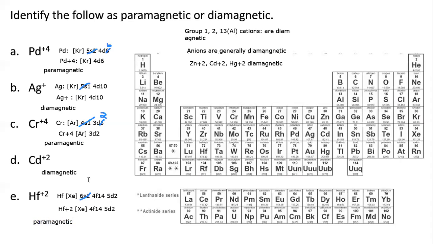So again, this is how you determine if something has lone electrons or not. If it has lone electrons, it's going to be paramagnetic. If it has only paired electrons, it's going to be diamagnetic.